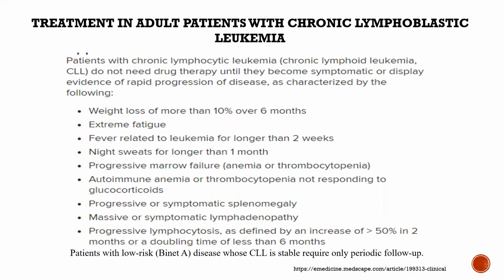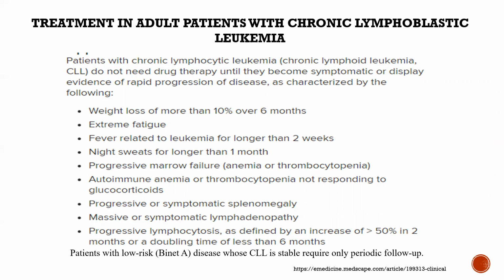Patients with this type of disease do not need drug therapy until they become symptomatic or display evidence of rapid progression of disease, as characterized by the following: weight loss of more than 10% over 6 months, extreme fatigue, fever related to leukemia for longer than 2 weeks, night sweats for longer than 1 month, progressive bone marrow failure, autoimmune anemia or thrombocytopenia not responding to glucocorticoid treatment, progressive or symptomatic splenomegaly, massive or symptomatic lymphadenopathy, progressive lymphocytosis.